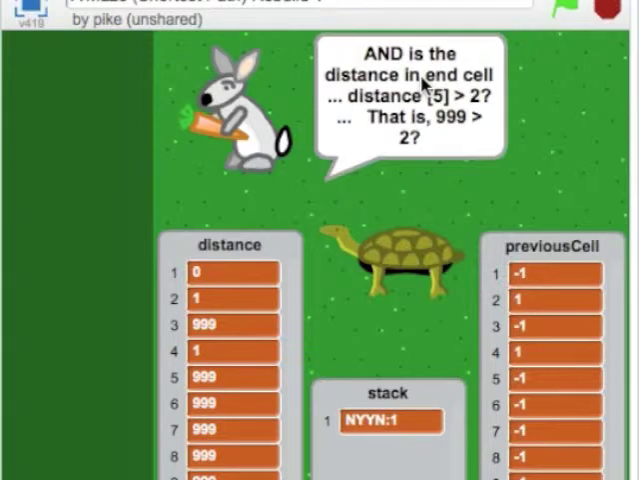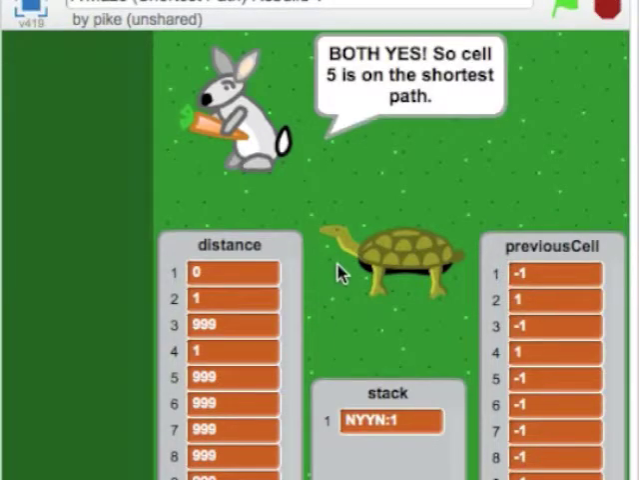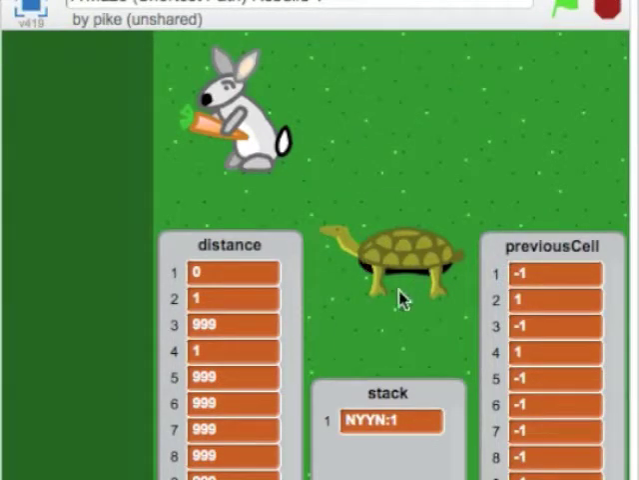Now I'm going to ask myself whether the distance at the end point, that happens to be the same cell, is also bigger than 2, and it is. We've answered yes to both questions, so we know that this cell is on the shortest path. Notice that Dijkstra's algorithm does not know that we've reached the end point. Not yet.